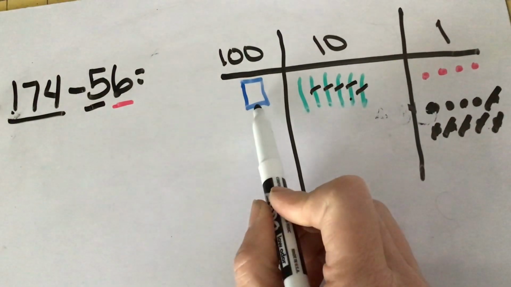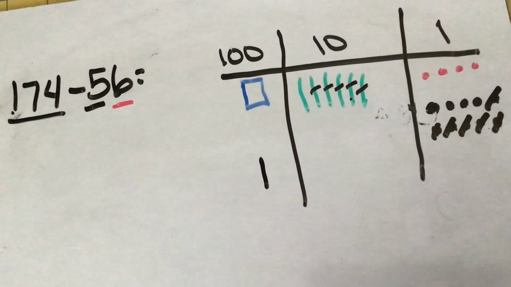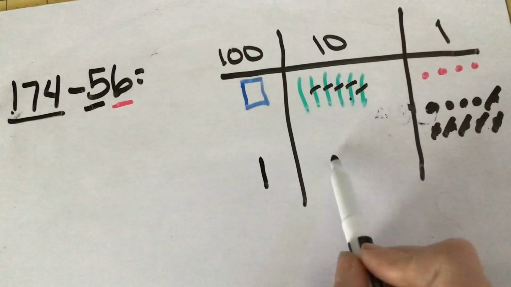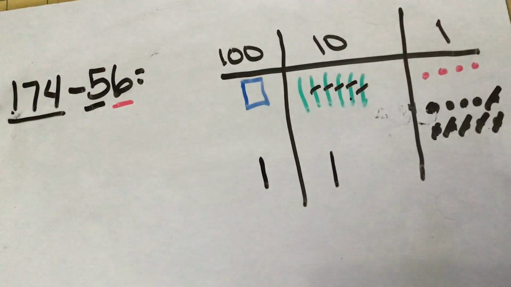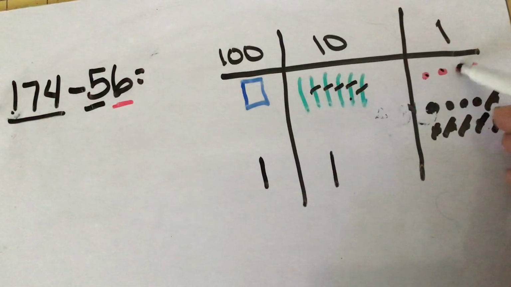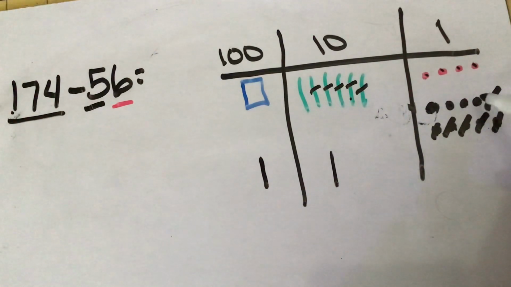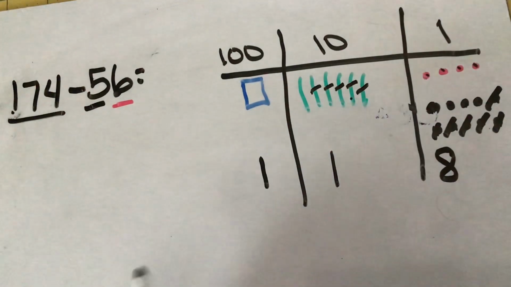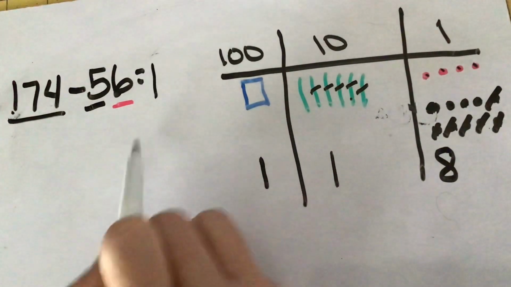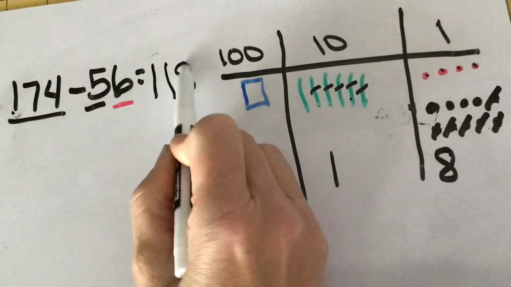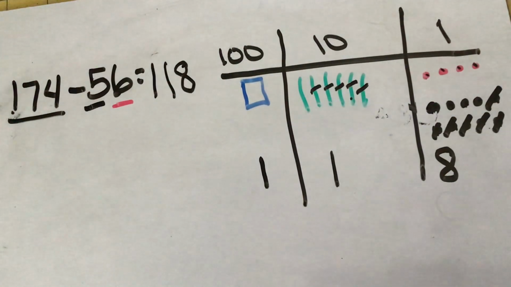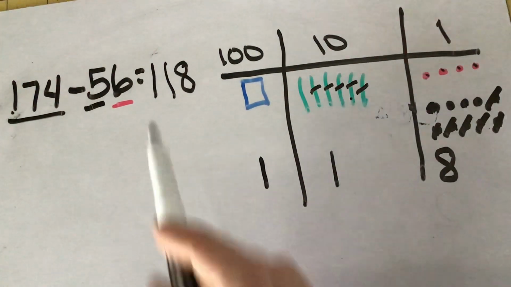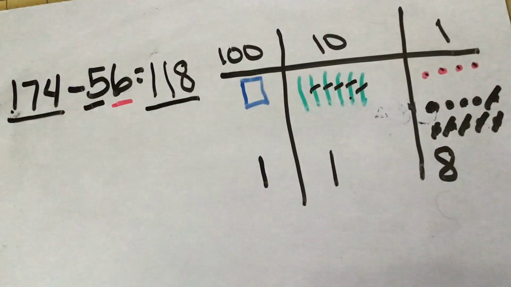We didn't change the hundreds, so we still have 100. We have only 1 10 left. And let's count our ones. 1, 2, 3, 4, 5, 6, 7, 8. All right, here's my answer. 100, 10, 8 ones. And I know when I put that number back together from expanded form, it makes 118.